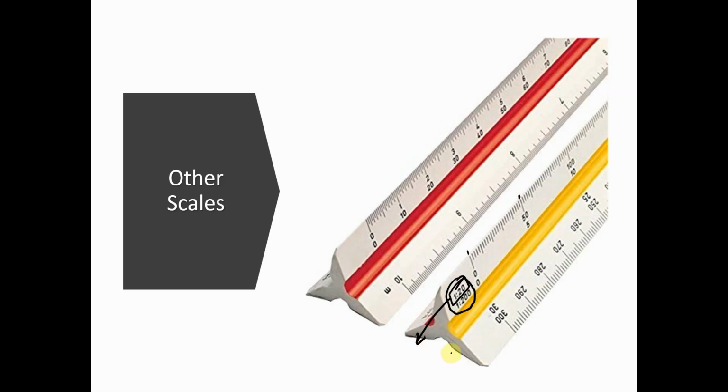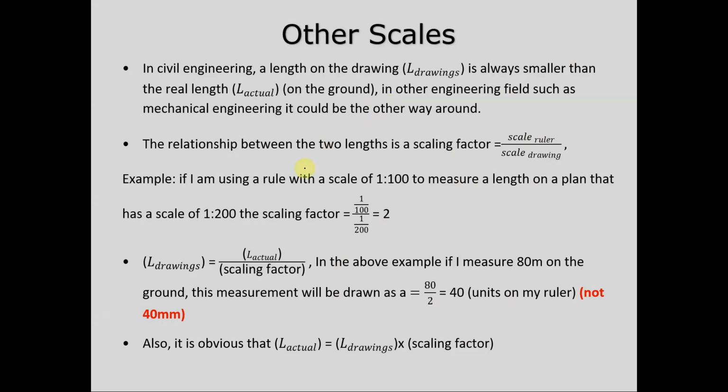Now, that's not always the case. Usually the plan will be a different scale compared to the ruler you've got, and not everyone has these rulers here. So how do we work with this? It's a very simple rule. There we go, we've got it here, and that will be it for now. So this is the important rule.